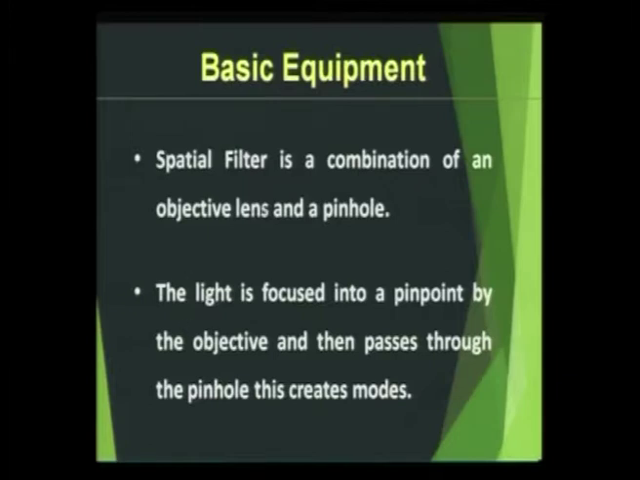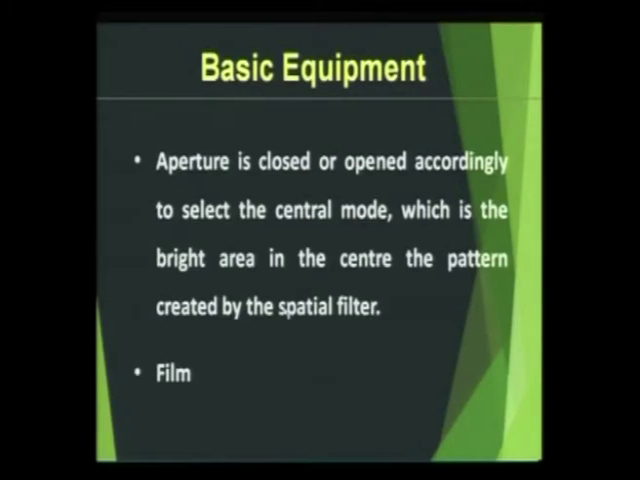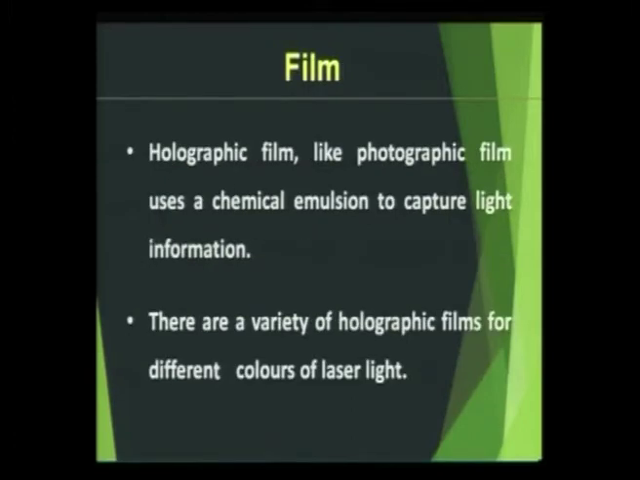Spatial filter is a combination of an objective lens and a pinhole. The light is focused into a pinpoint by the objective and then passes through the pinhole that creates modes. The aperture is closed or opened accordingly to select the central mode, which is the bright area in the center of the pattern created by the spatial filter. And you require a film, and the film is made up of certain chemical emulsions.